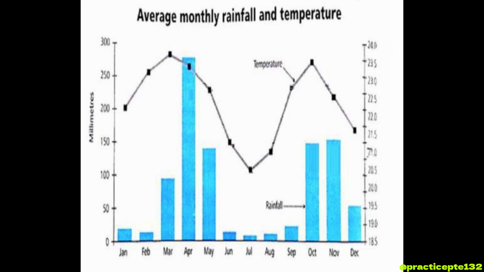This graph gives information about monthly temperature and precipitation. If you look at precipitation, which is in the blue bar, the largest number can be found in April, reaching about 300. The smallest number can be found in July, which is almost 10. If you look at the temperature, which is in black line, the largest number can be found in March, reaching about 23. The smallest number can be found in July, which is almost 20. In conclusion, mid-year is the coolest and driest period.